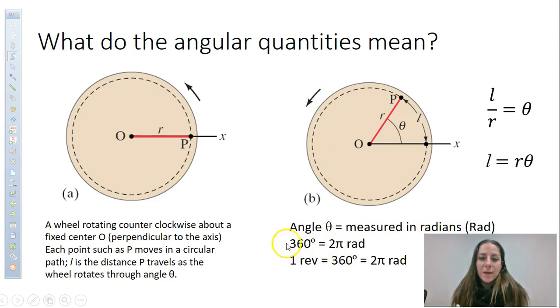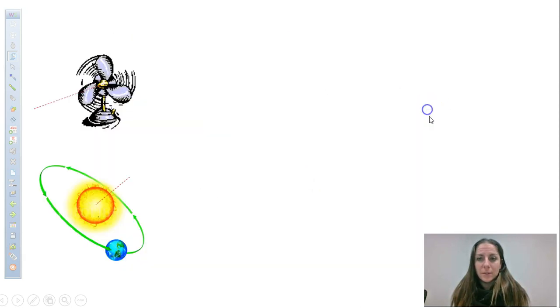If you have the angle measurement, there are 360 degrees in 2 pi radians. So 2 pi represents the full complete circle. 1 revolution is a full circle, so 360 degrees, which is 2 pi radians.